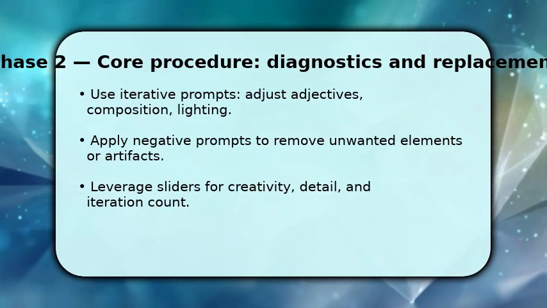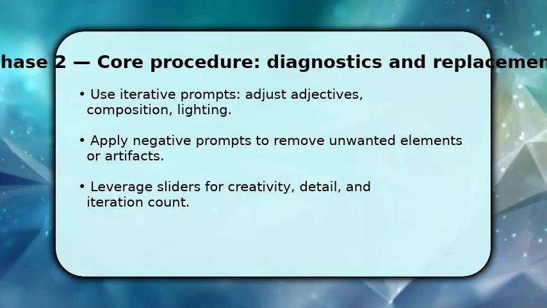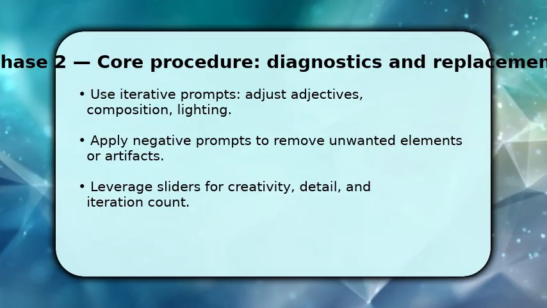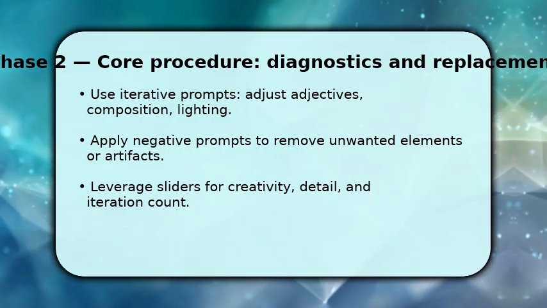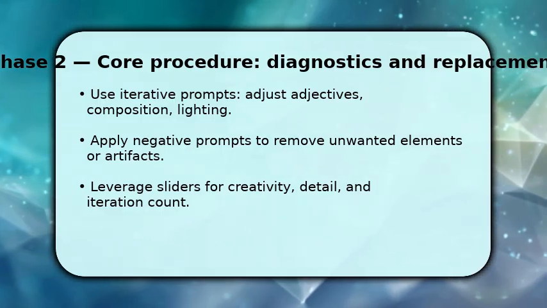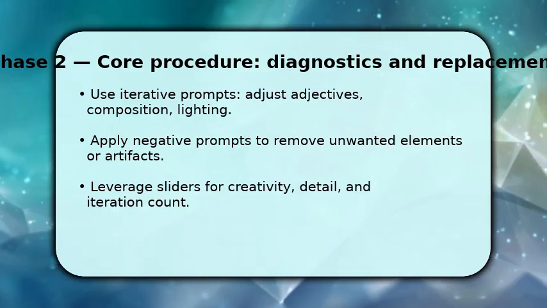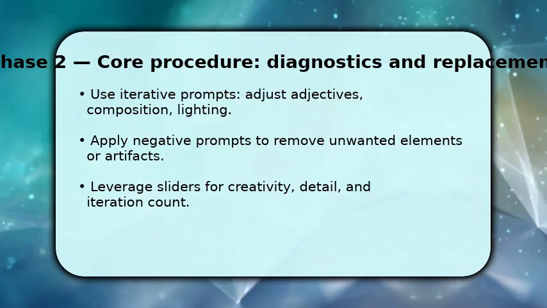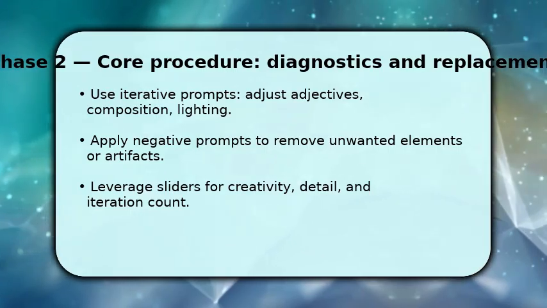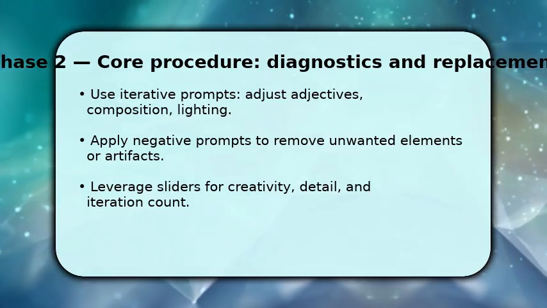Once you have an initial image, refine with targeted edits. Increase or reduce adjectives, change camera angle, or tweak lighting to get the desired feel. Use negative prompts to explicitly exclude elements that keep appearing. This prevents wasting rounds. Also, adjust sliders, creativity, detail, and iterations to balance fidelity versus variety.